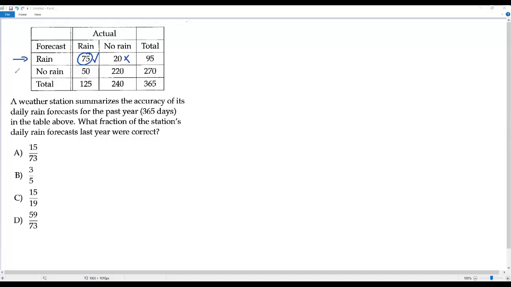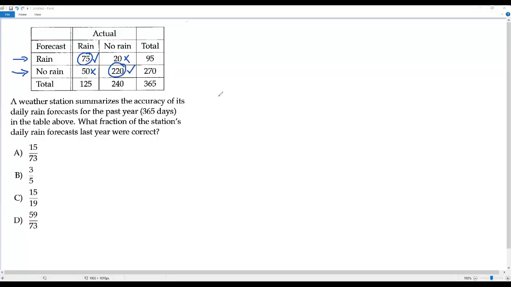Okay, now let me go to the second row. It's about no raining. The station has made a total of 270 no raining forecasts, in which only in 220 forecasts there was no rain. So this is the correct number of forecasting. In the remaining 50 forecasts of no rain, actually it was rain. So this is incorrect.